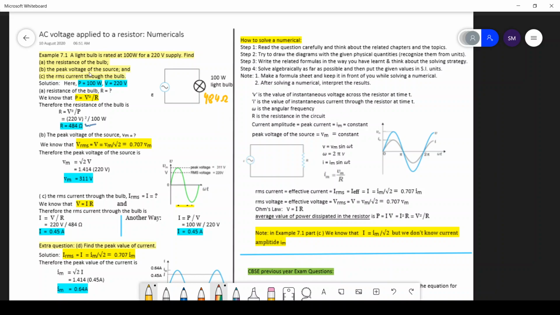Second part is the peak voltage of the source. You have to find. See, 220 volt, this is your VRMS. So this is the graph of voltage versus omega t. So this is the peak voltage and this is the RMS. So this is given to you. So 220 volt. So we need to find the peak voltage, means the maximum voltage, or you can say the amplitude of this voltage curve.